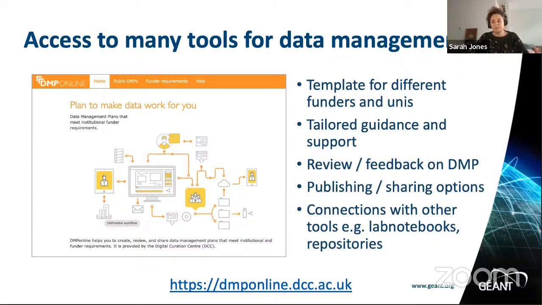And as with many tools, DMPonline has connections with related tools in the research pipeline. So it has connections with lab notebook tools. So you can take your plan and you can export that into your notebook and pull in the relevant details around the practices for how you're going to process and store your data. And it's also connected to repository services like DSpace and Dataverse. So if you're going to publish your data, you can publish it with the DMP, with your lab notebook, and connect up all of these different outputs. So that's just one example of a tool that's available through EOSC. There are many more, and I encourage you to go and look at what's available.